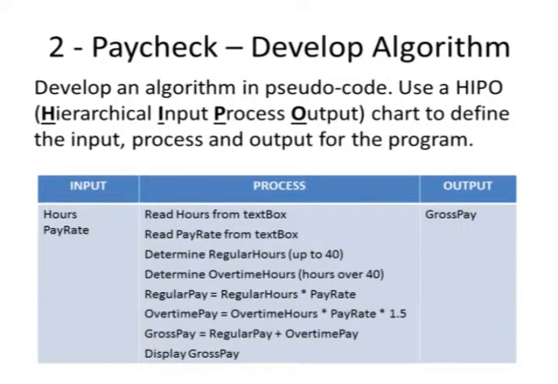In this Hierarchical Input Process Output chart, also called HIPO chart, we want to define the inputs, in this case it's hours and pay rate, and define the output, gross pay. Once we know the input and the output, then we need to decide how to get from input all the way to the output. So here we're going to read the hours from the keyboard and read the pay rate from the keyboard, determine the number of hours, determine the overtime hours, compute the regular pay, compute the overtime pay, and then compute and display the gross pay.